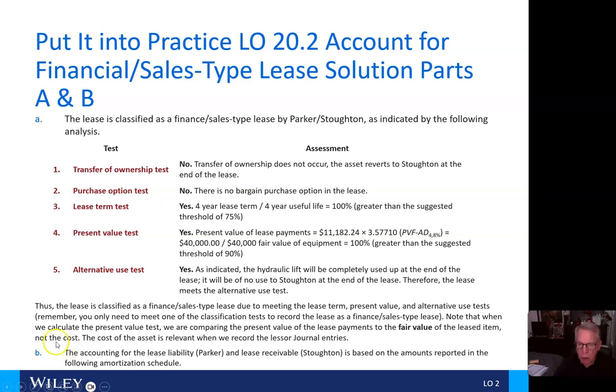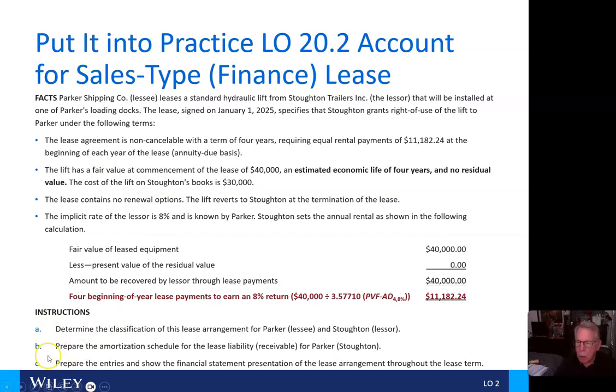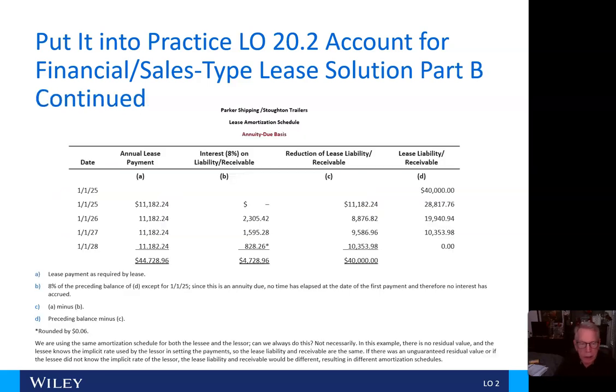Okay, so for Bravo, let's go back. Bravo, we're preparing the amortization schedule for the lease liability receivable for Parker and Stroughton. So here is that lease amortization table. And here's our payments, here's our interest, here's the reduction of the lease liability/receivable, and the effect of the amortization on the $40,000. All right. Okay, I think that's clear. We'll move on to the next.